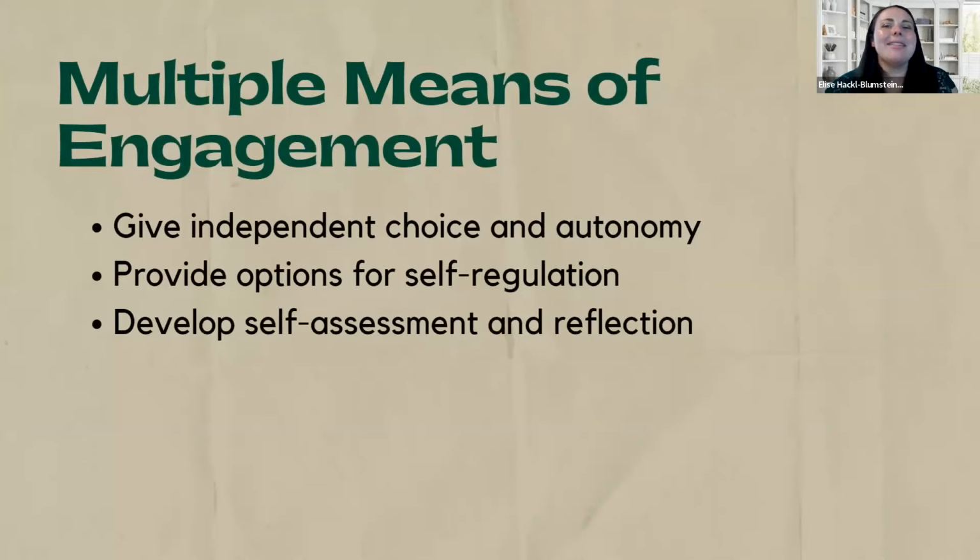So multiple means of engagement. There are lots of ways that we can do this in the classroom. And one of those ways is really giving independent choice and autonomy. So when we think about what that means, it's giving students responsibility. It's allowing them to have choices and preferences that they can do in our music room. It might be centers. It might be choosing a specific instrument that they would like to play for this three-part piece. It's providing options for self-regulation.